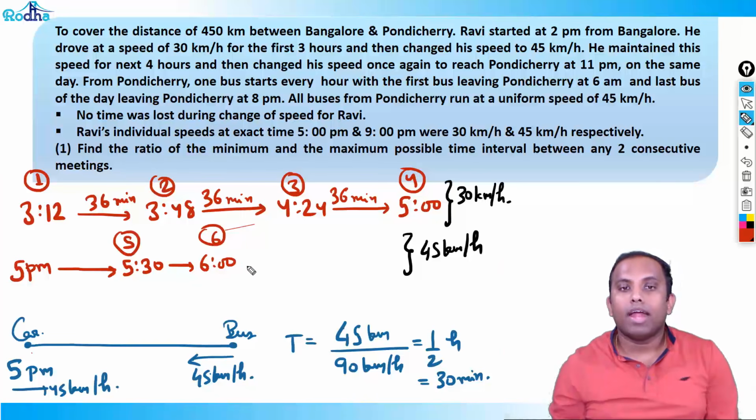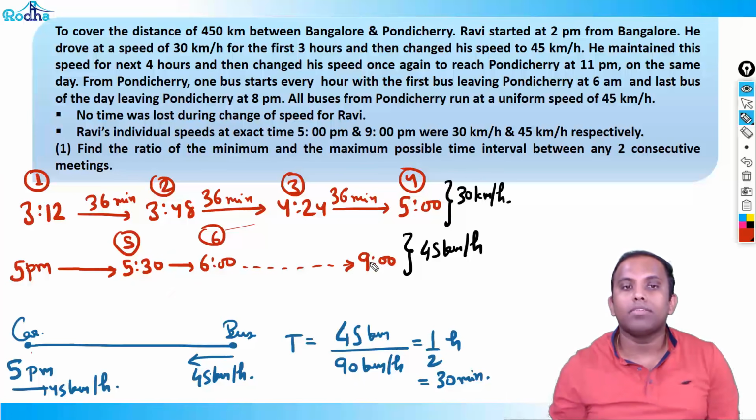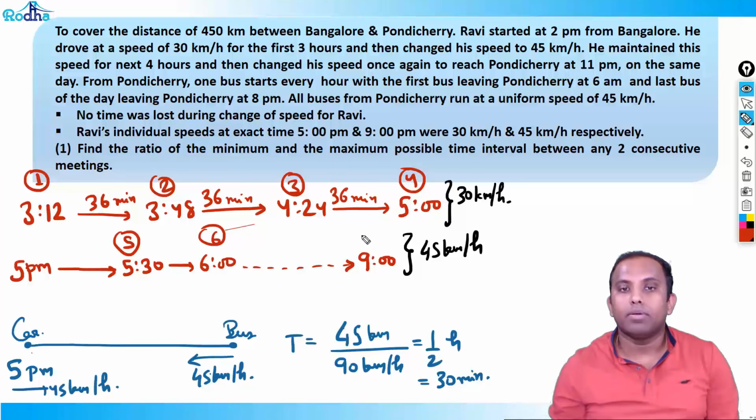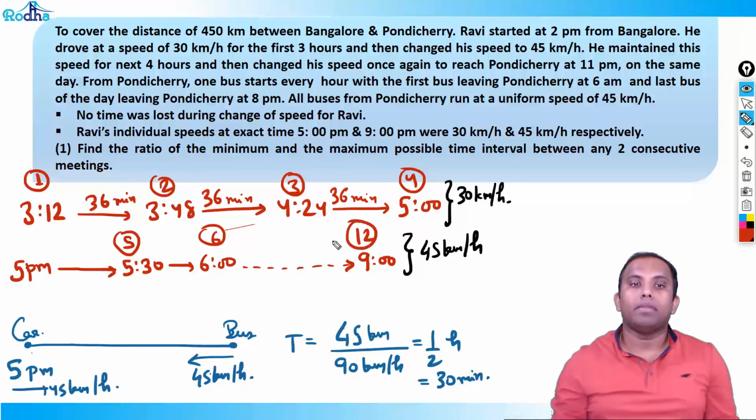So the sixth bus, and till 9, right? Till 9, how many buses? In every half hour, one bus is crossing, right? So in 4 hours, how many buses? 8 buses, right? So 4 buses plus 8 buses, the 12th bus will cross me at 9 p.m.